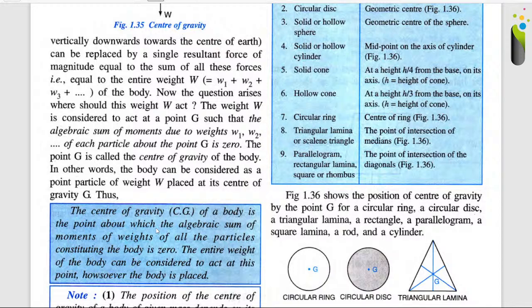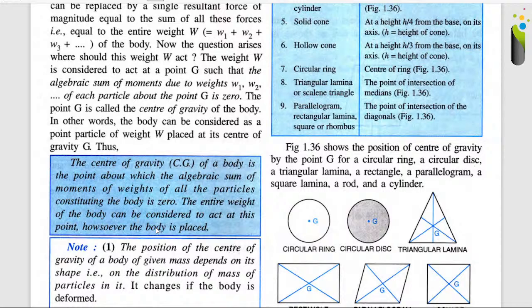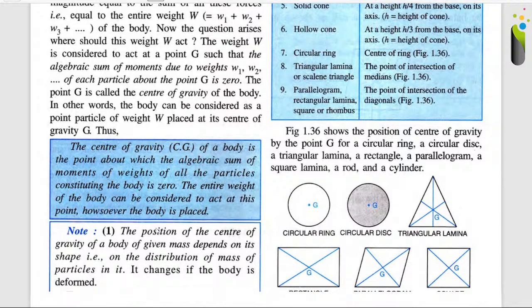Fourth, solid or hollow cylinder. The center of gravity is the midpoint on the axis of the cylinder. Fifth, solid cone. The center of gravity will be at a height h by 4 from the base on its axis, wherein h is equal to the height of the cone. Sixth, hollow cone. The center of gravity is at a height h by 3 from the base on its axis, where h is equal to the height of the cone.